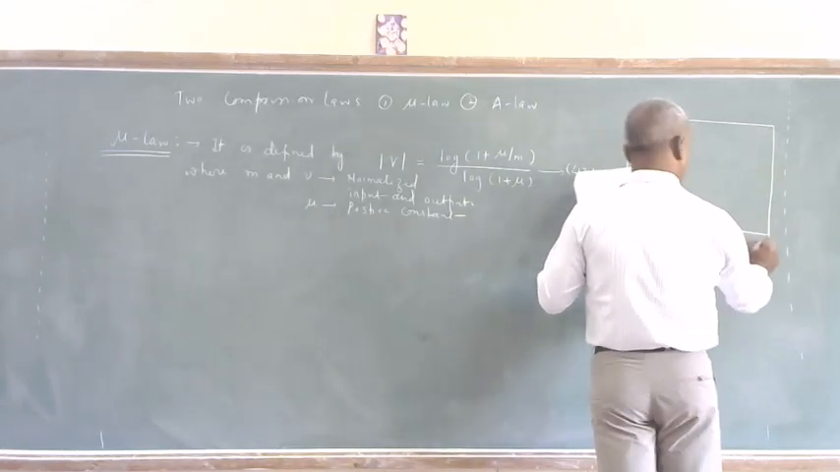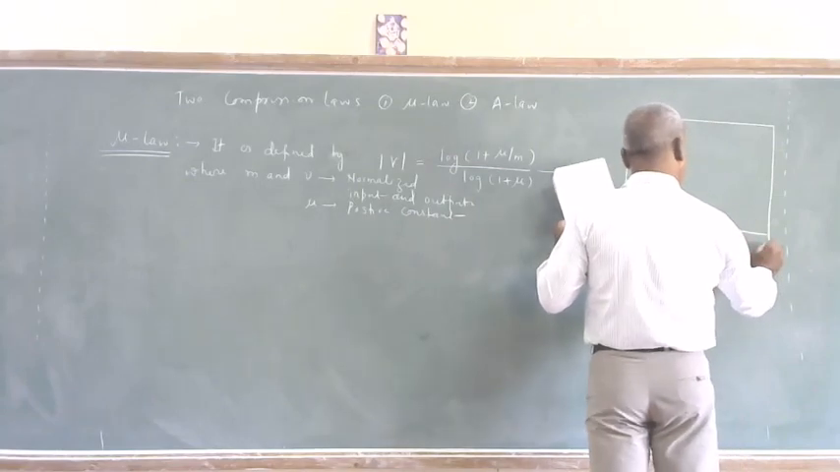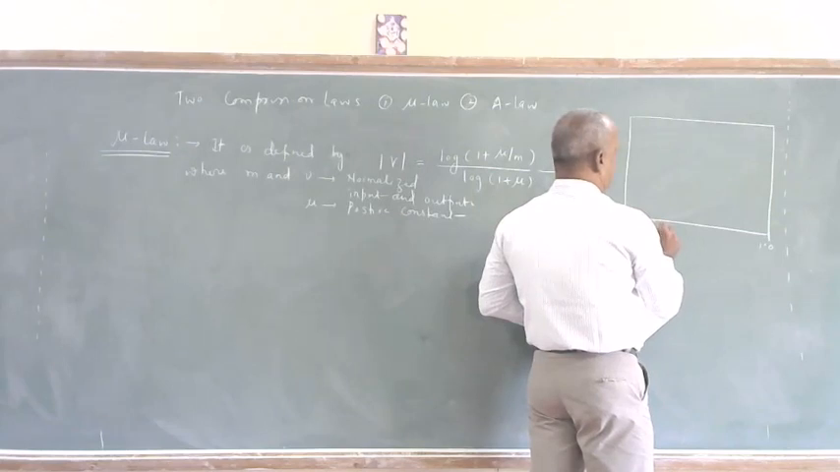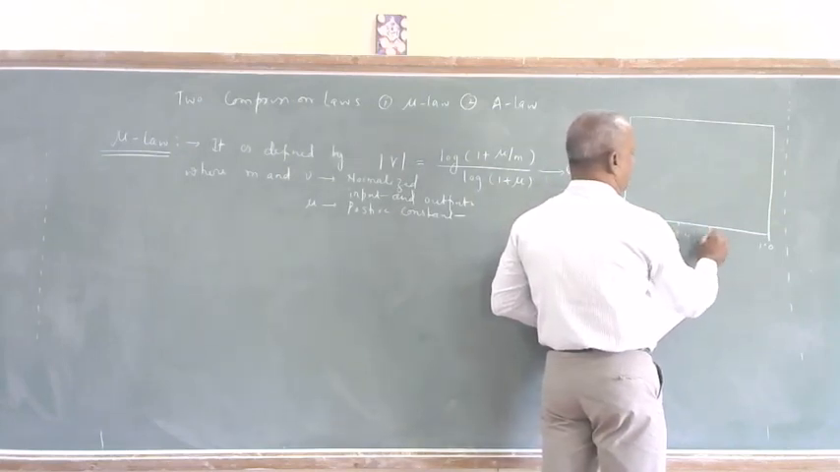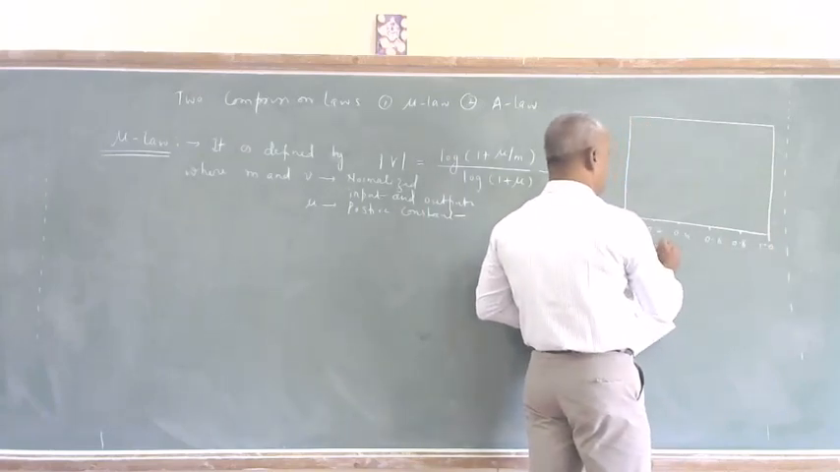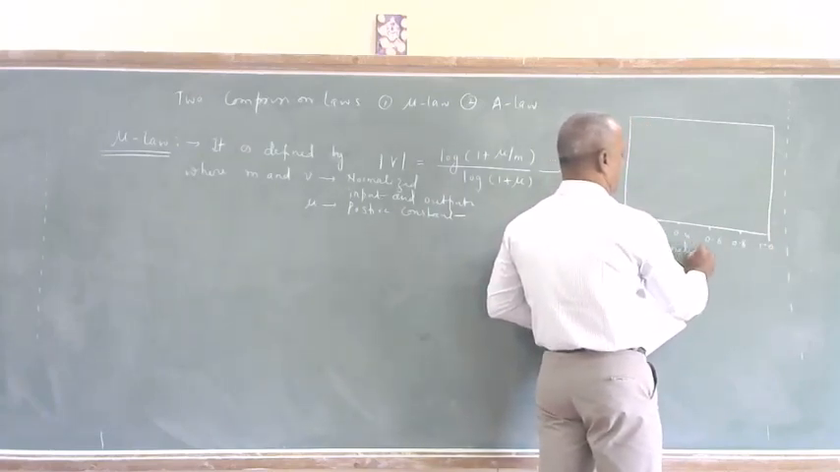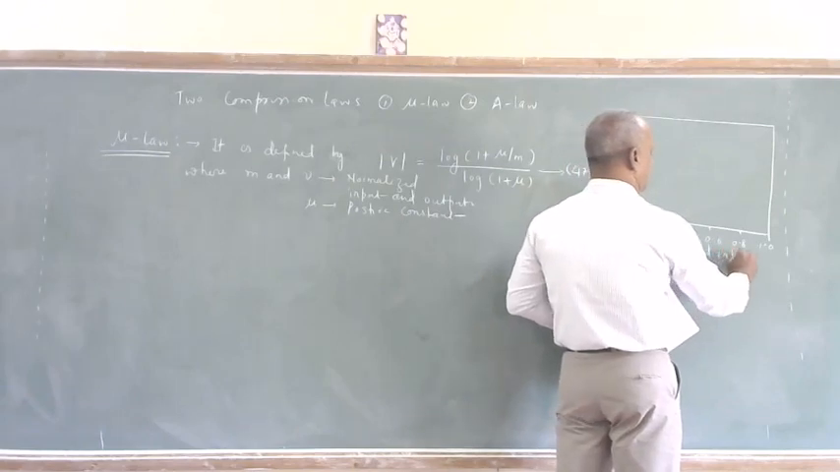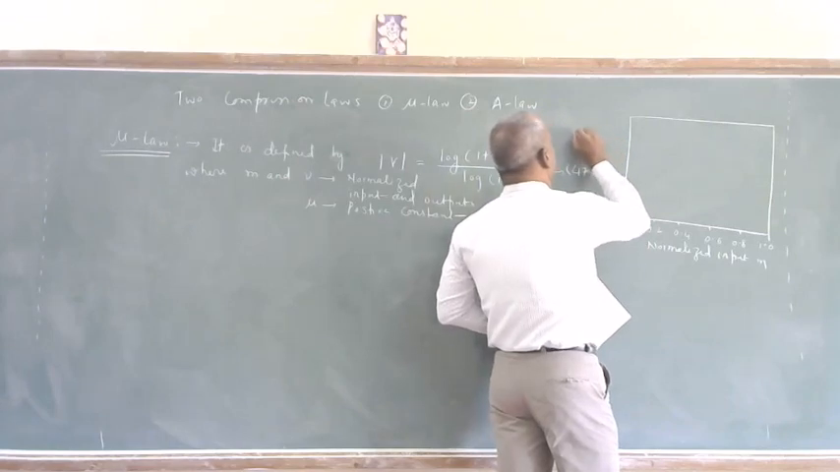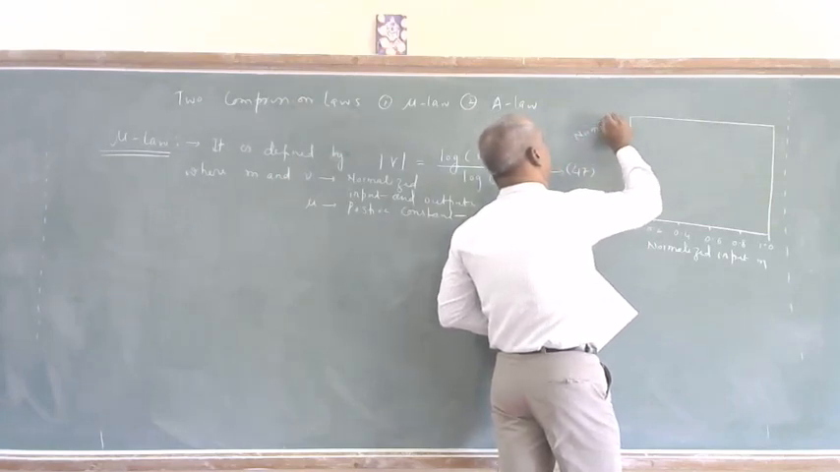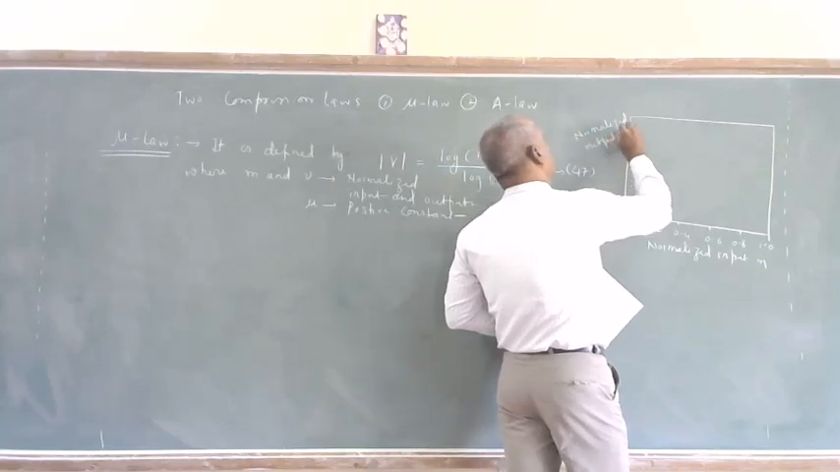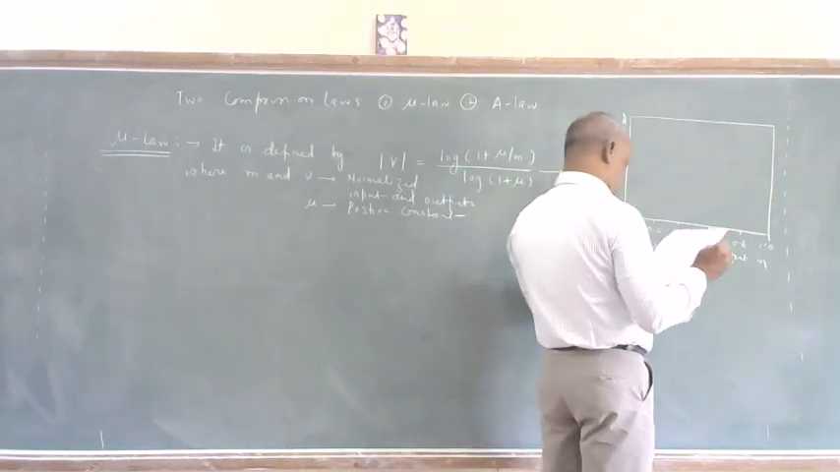Zero, 1.0 is normalized values. 0.2, 0.4, 0.6, 0.8, 1. It is normalized. Input M, it is normalized. Output V. Okay.